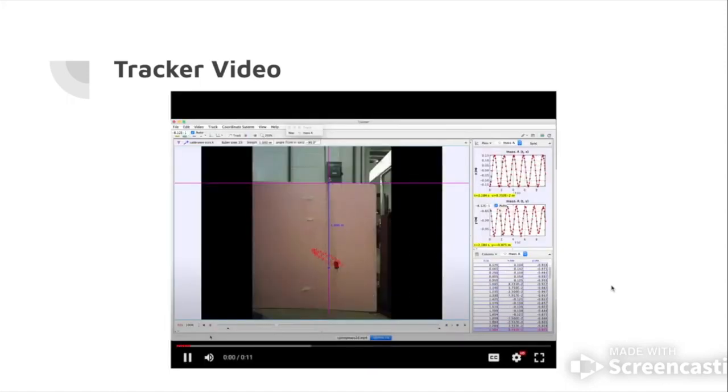So this is the Tracker video. I tracked the movement of the object hanging from the spring and uploaded the tracked values into a CSV file to upload into my GlowScript code.